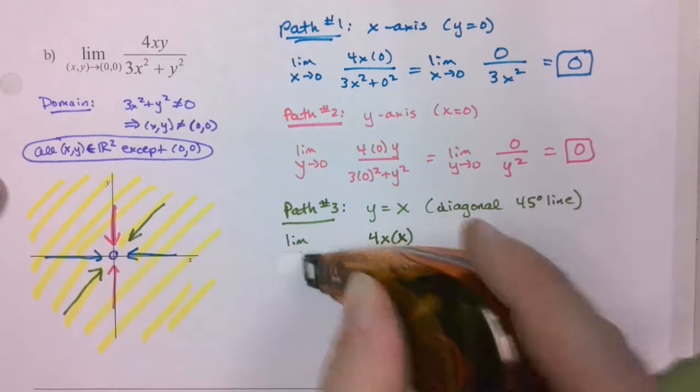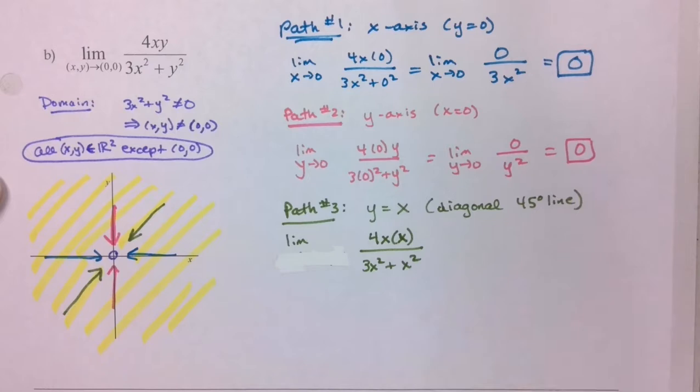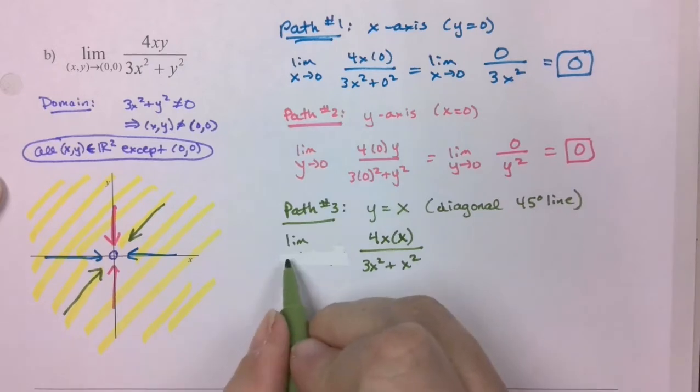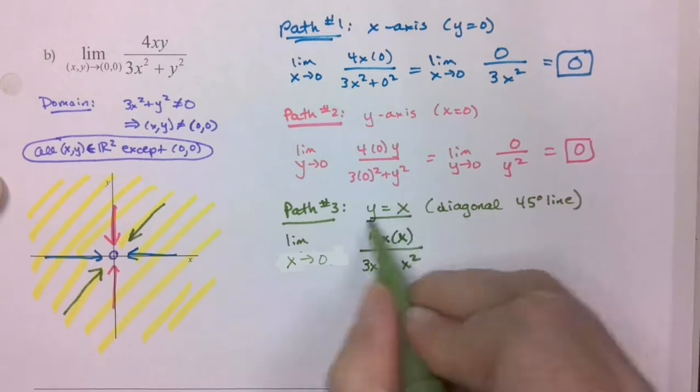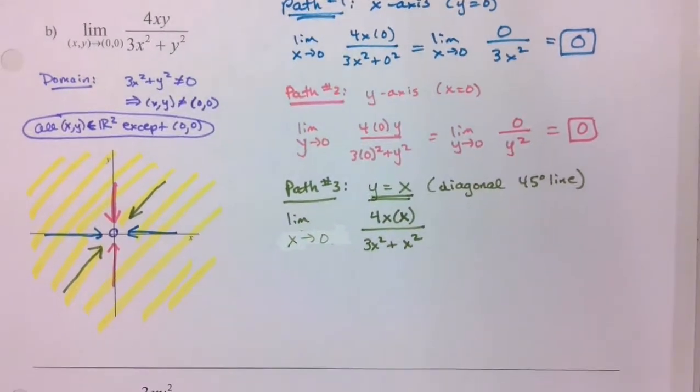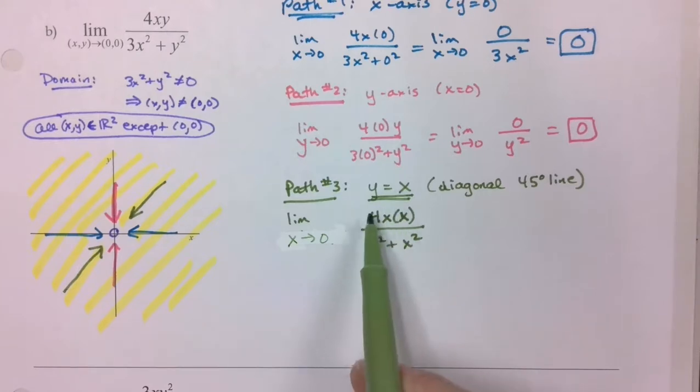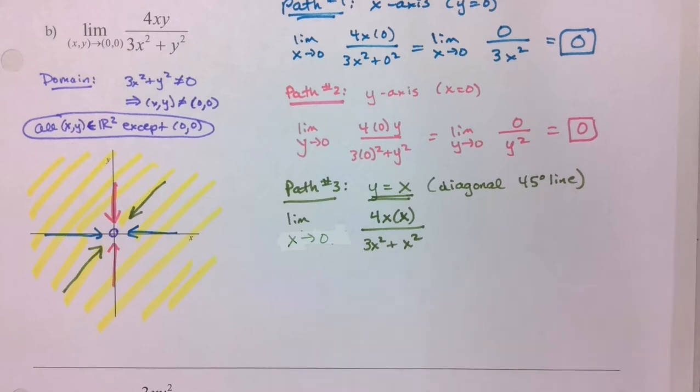I was thinking, well, if I substitute y for x, this is no longer a limit as (x, y) goes to (0, 0). It's now a limit as x goes to 0 because I'm going to sub in x for y. You could do y, I just did x. So I let y turn into x. You could reverse it and make it 4y times y over 3y squared plus y squared, whichever way you want.